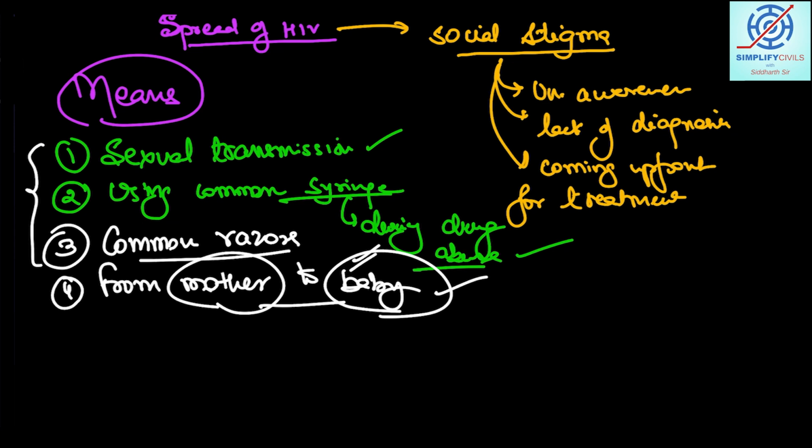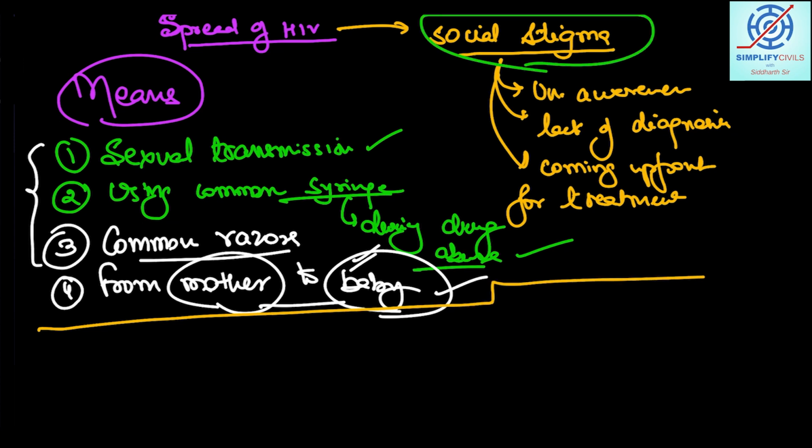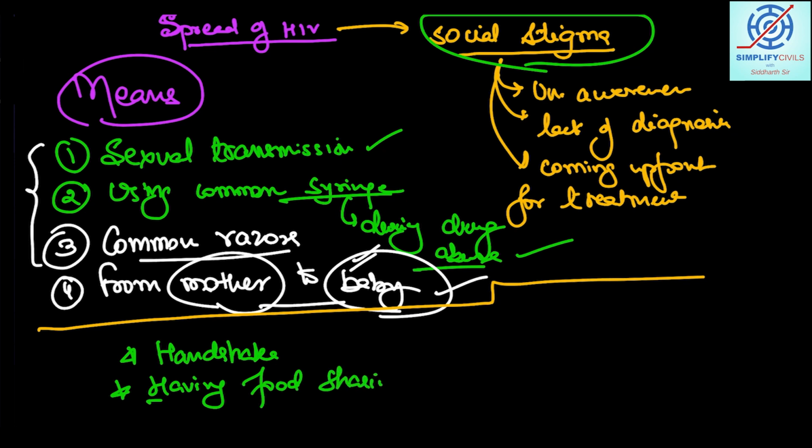So these are the various means by which the disease can spread, but you must know, since social stigma is also attached to it, there are ways in which this disease is not at all spreading. Handshake, having food together, sharing food. In fact, it is not transmitted by means of the air. It is not an airborne disease. So staying in the same room environment is not a reason that the disease will spread.